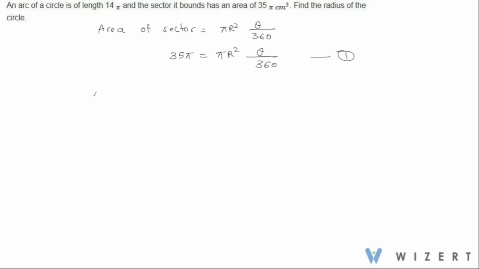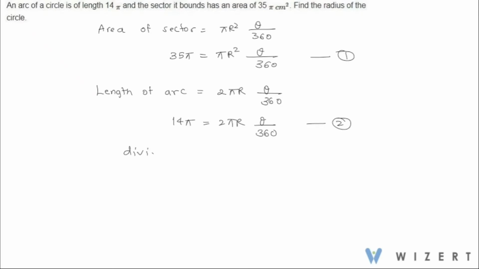We know length of arc is given by 2 pi r into theta by 360. So with this formula, we get 14 pi equal to 2 pi r into theta by 360. Let's name it equation 2.